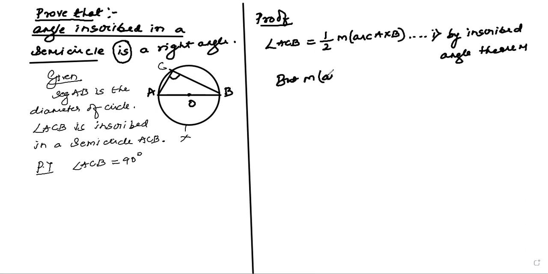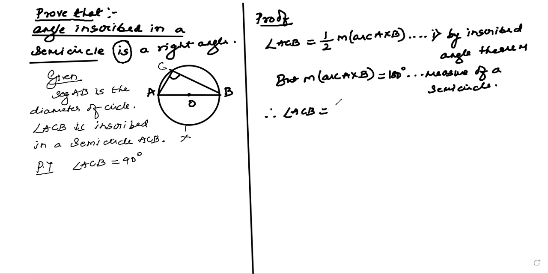But the measure of arc AXB is equal to 180 degrees, children. What's the reason? Measure of a semicircle. Therefore, angle ACB equals, children, what will happen? Half into 180. I call this 2. This is 1.